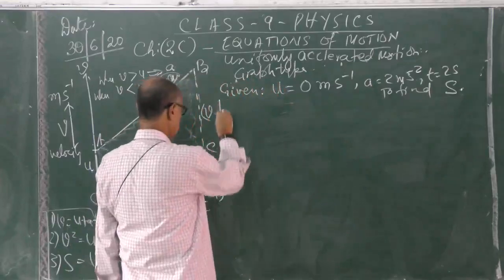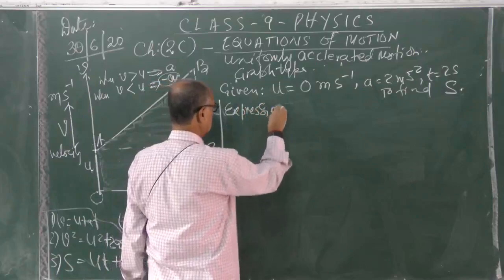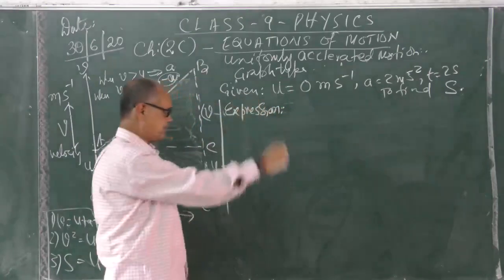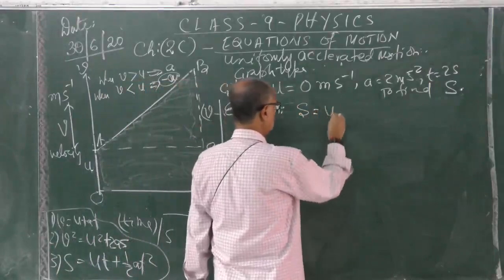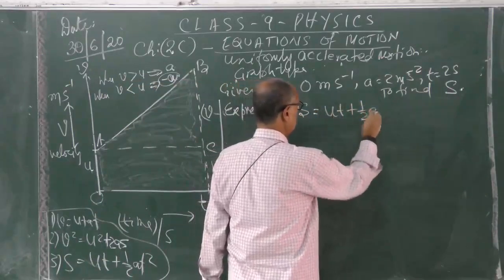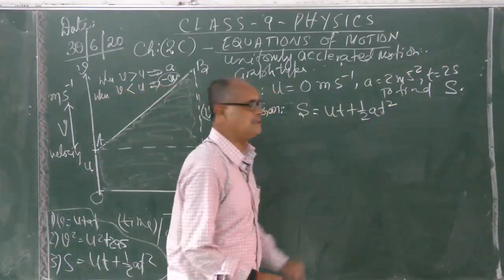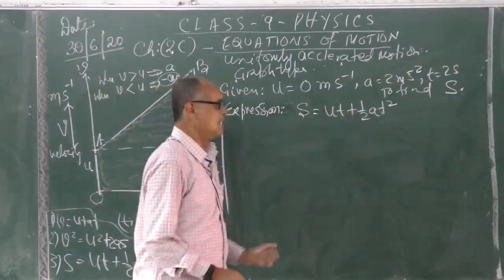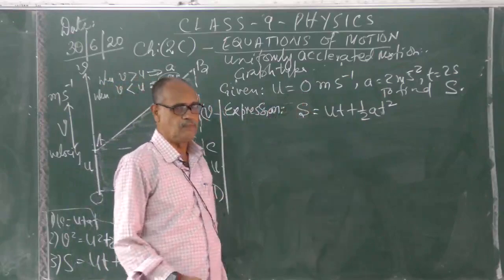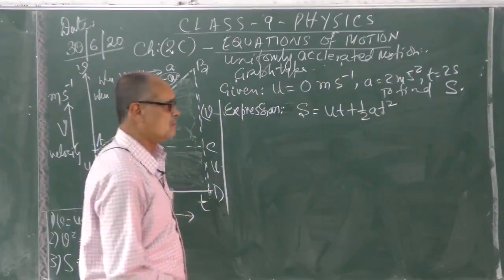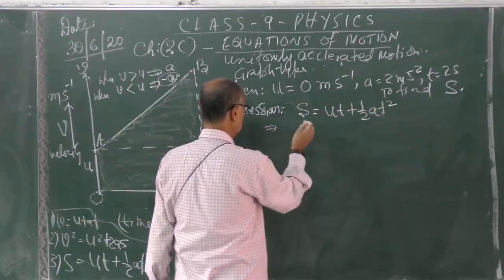That means you have to give the expression. Expression is the formula to be used. So the second step, expression, is nothing but the formula you are using: S is equal to ut plus 1 by 2 at square. It is an accelerated motion, so it is plus. And since it started from 0, the velocity will be increasing. So S is equal to this. Now this gives the value.